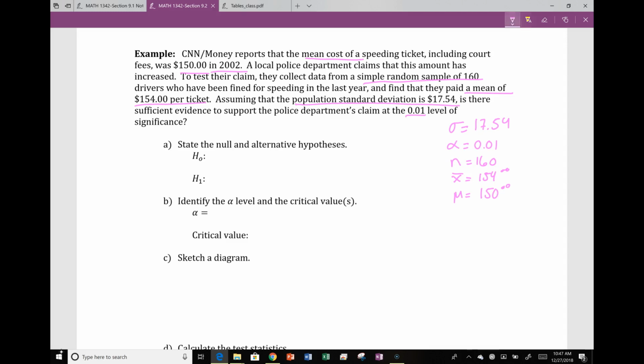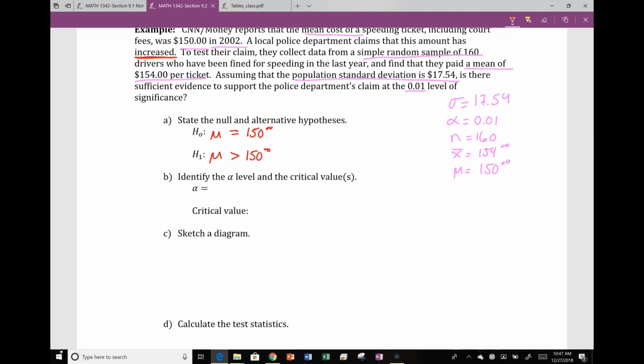The other piece of information that we need to know is local police department claims that this amount has increased. If it has increased, does that mean that it's going to be a less than or greater than? Well, an increase signifies a greater than. So we're going to put mu here. We're going to put an equal to, and then we're going to look over here. This is our mu. This is what we start with, $150. That's our starting point.